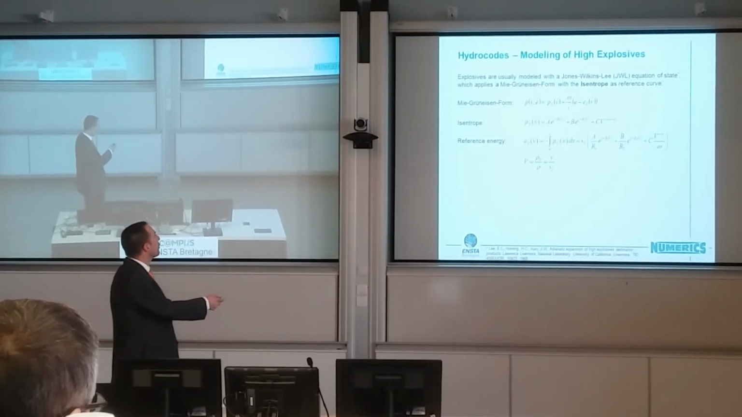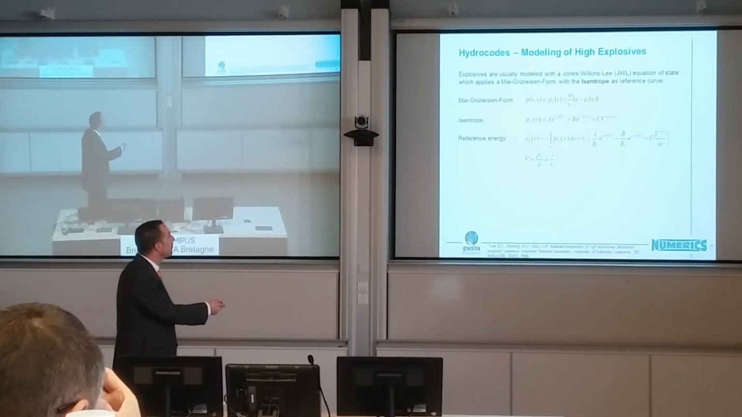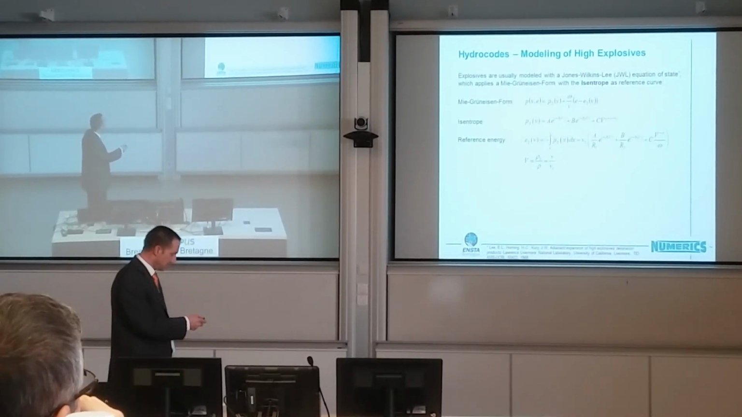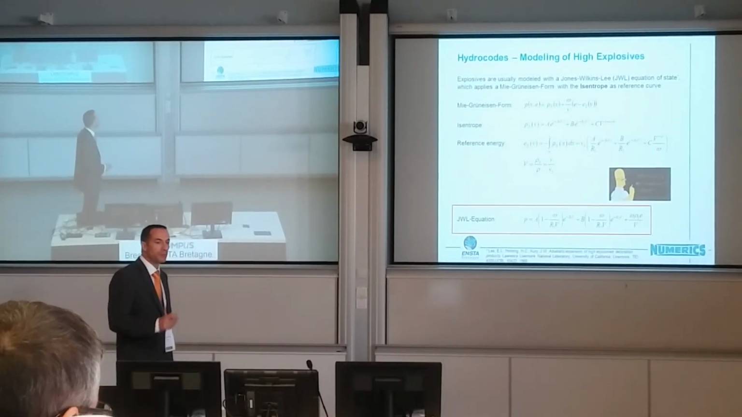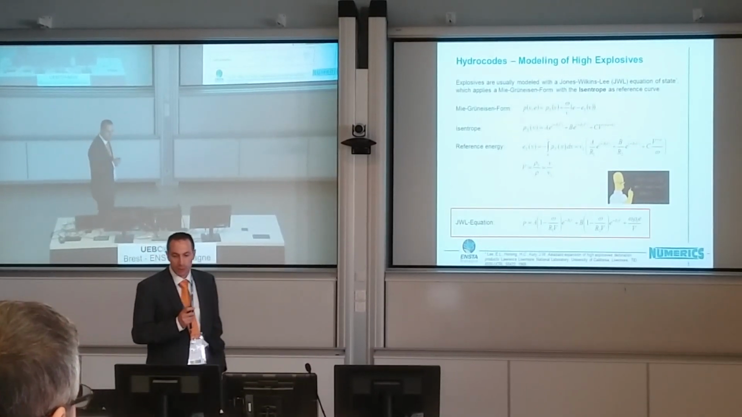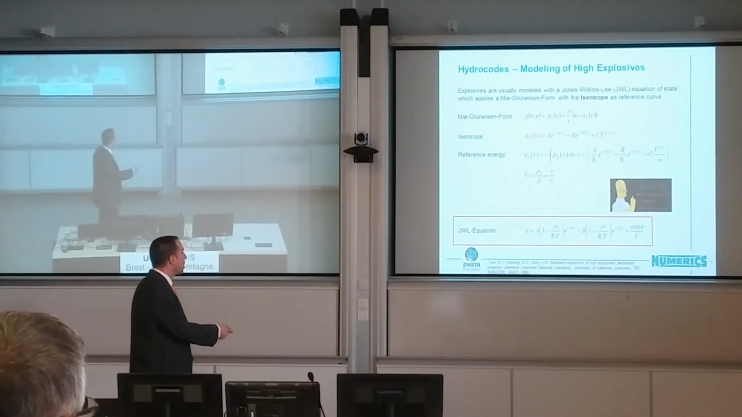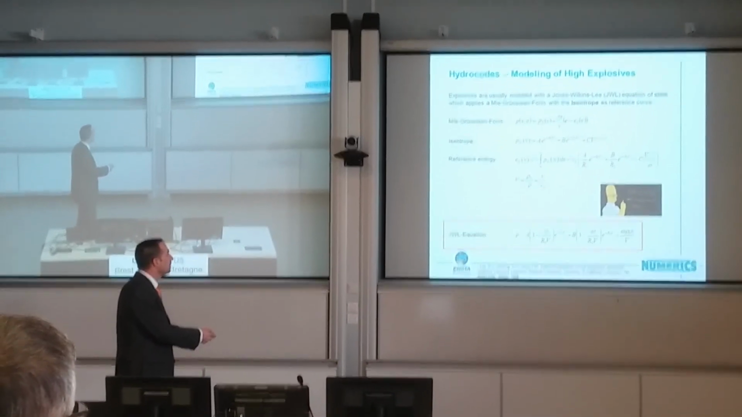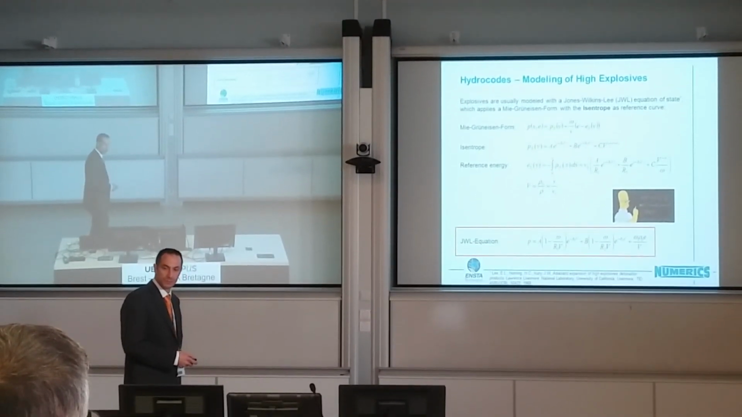And with these two equations, if we put them into this form, after a short calculation, we end up with the actual JWL equation of state as you will find it in literature. Here again, with the parameters A, R1, omega, E, and R2.